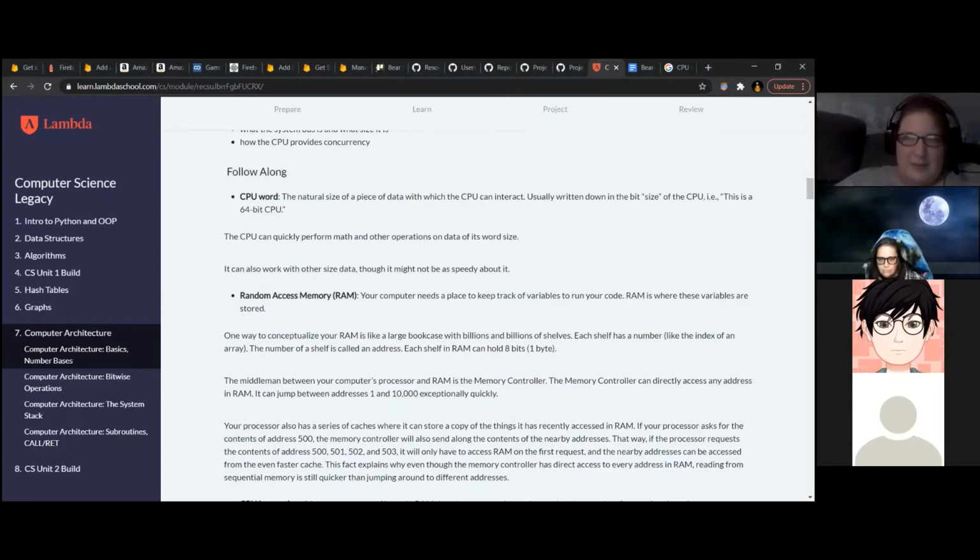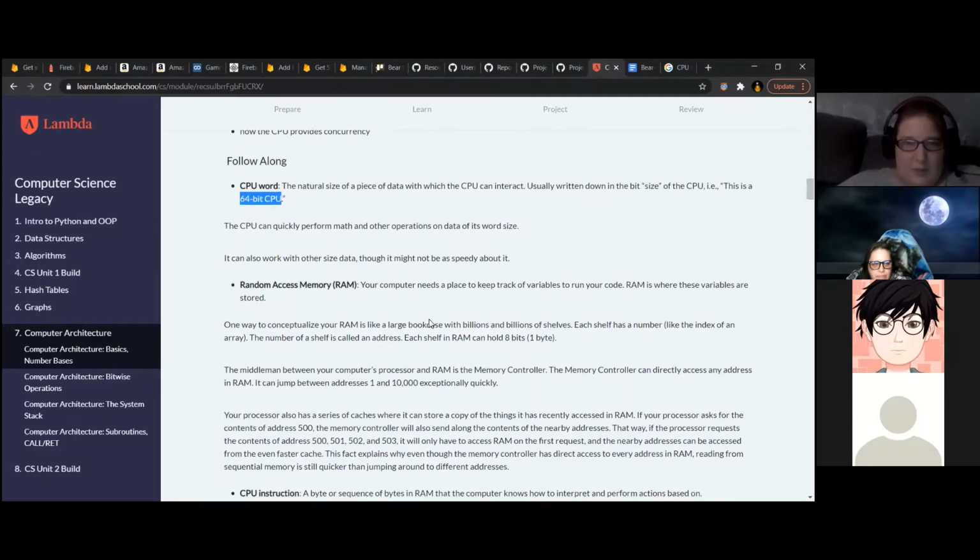What kind of computer do you have, Ava? The one I'm working on is Windows 10. Yeah, that's a 64-bit OS, which means it's using a 64-bit processor. All right. Cool.